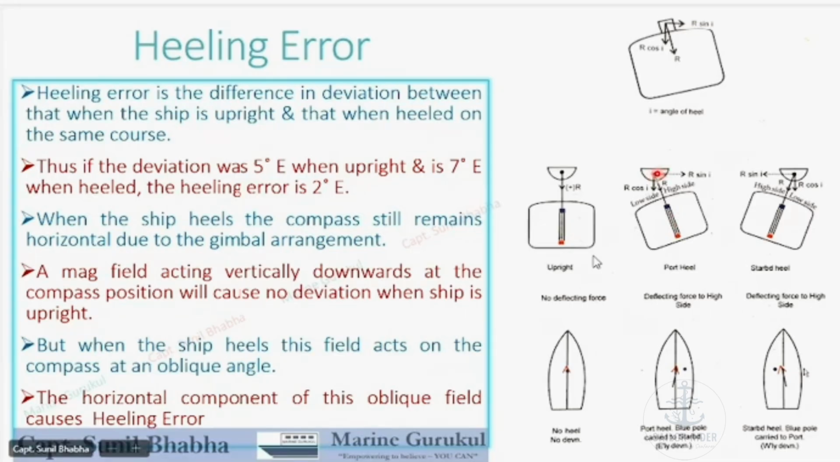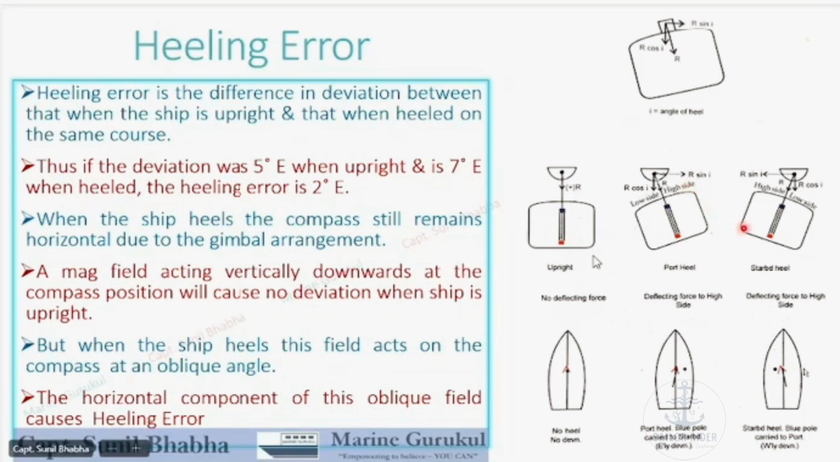And since it acts at an oblique angle, if you consider this magnetic field as the R component, and the vessel has heeled by an angle I, the angle of heel, then the horizontal component of the magnetic field R, which comes to R sine I, is now acting on the compass card. So as soon as the vessel has heeled, there is a component of R acting in the horizontal plane, that is R sine I, and this is what causes the heeling error.